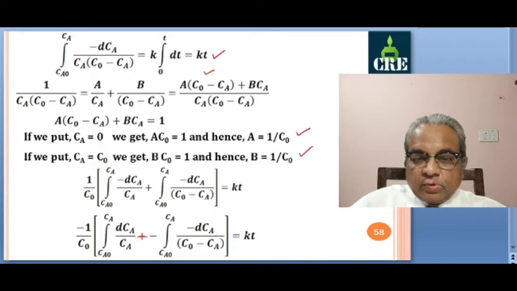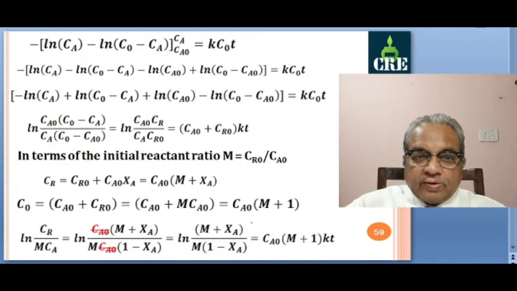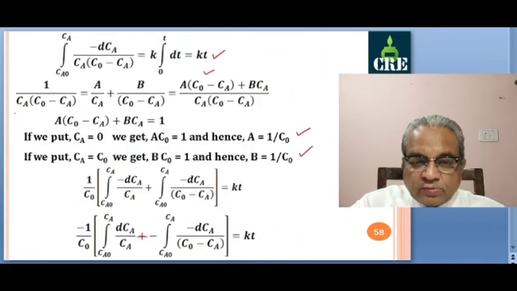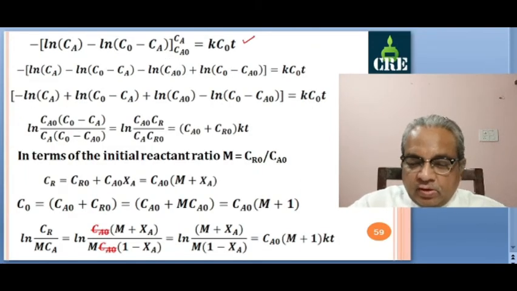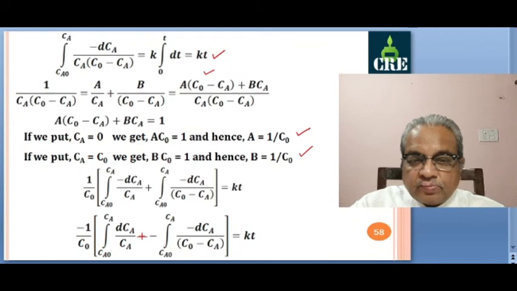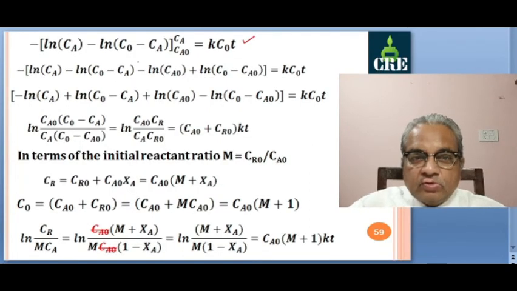C0 K T on the right hand side, and the minus sign outside the bracket. So K C0 T on the right hand side. This minus sign outside the bracket I have retained. The first part, dCA by CA, is ln of CA. The second part is minus dCA by C0 minus CA, that is also ln of C0 minus CA. So minus ln of C0 minus CA from CA0 to CA.